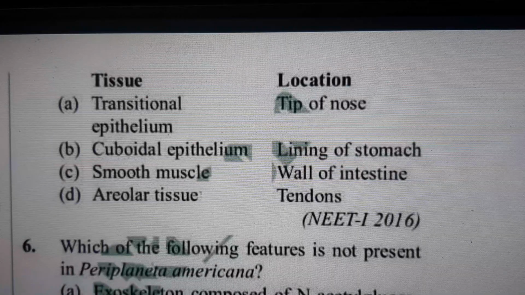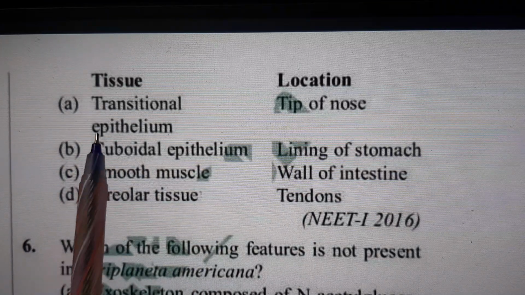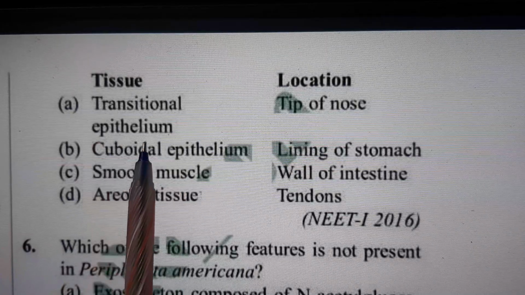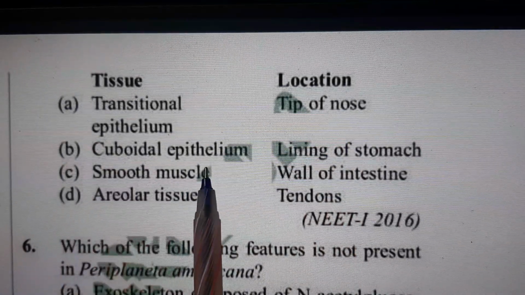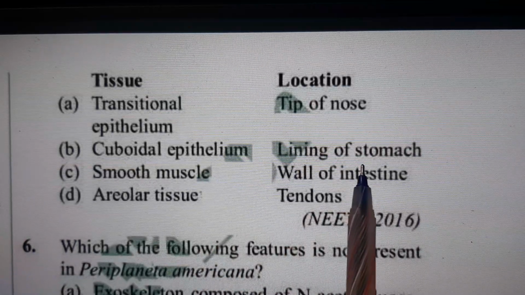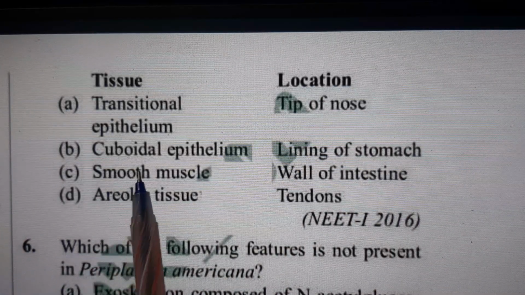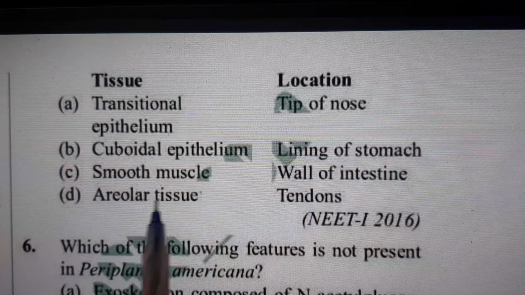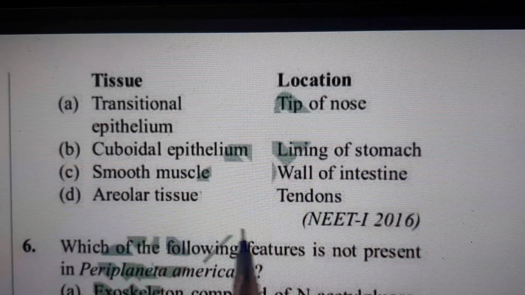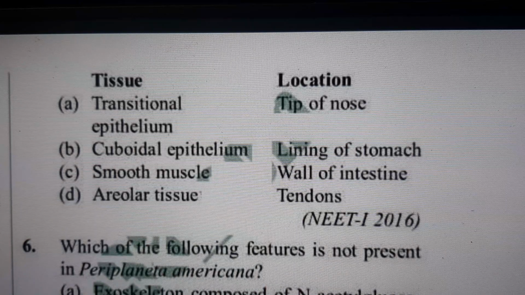This question says which type of tissue matches its correct location. Let's see. Option A, transitional epithelium, location tip of nose. B, cuboidal epithelium, location lining of stomach. C, smooth muscle, location wall of intestine. D, areolar tissue, tendons. This is a NEET 2016 question.